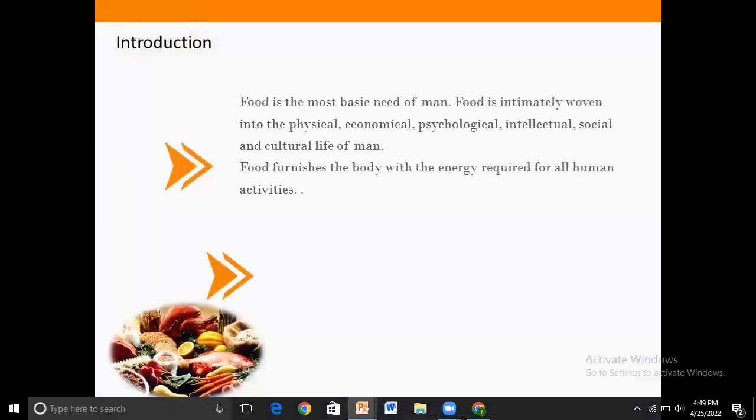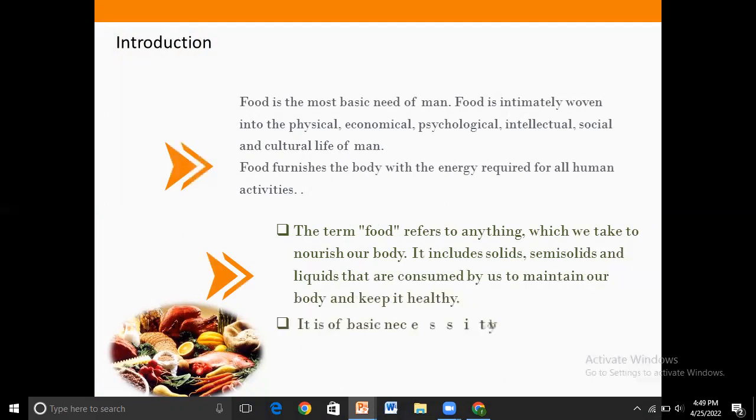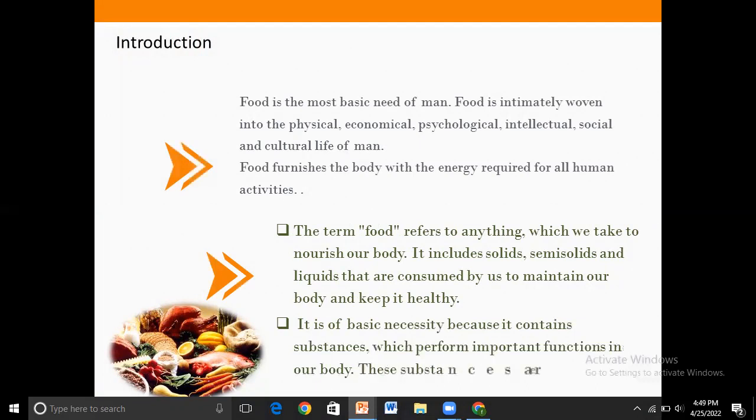So we all know that food is a basic need of man. It is related to physical, economical, psychological, intellectual, social, and cultural life of man. Because food is not just for our stomach. It has a lot of roles as a social role, psychological roles, economic, and so on. So the term food refers to anything which we take in to nourish our body. It can include solids, semi-solids, and liquids that are consumed by us to maintain our body and keep it healthy.